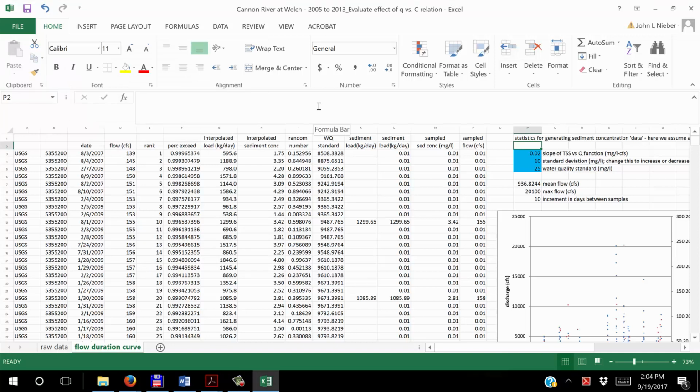Okay, for this second part of the video about load duration curve for the Cannon River, I want to illustrate or show you how we generated the sediment samples, because I'm doing this in a little bit different way than actually having real sediment samples, and the purpose is to show the effect of not having a perfect relationship between discharge and TSS.